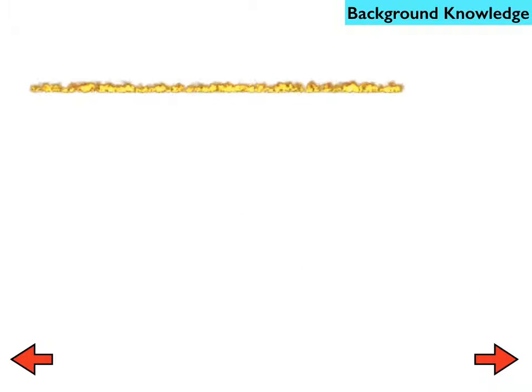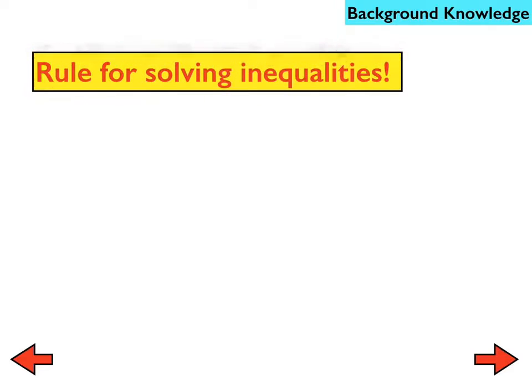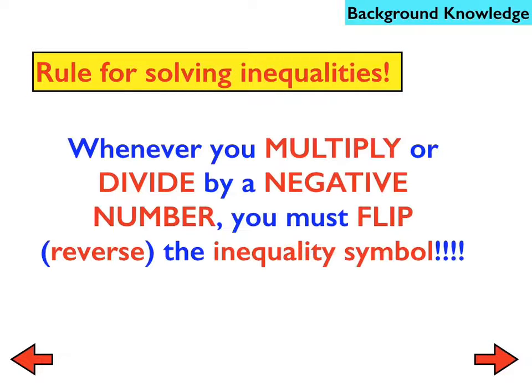So that conclusion that we drew in the past, we're going to remind ourselves again, is this. Whenever you multiply or divide by a negative number, you have to flip or reverse that inequality symbol. Go ahead and fill in the blanks on your notes, please. Whenever you multiply or divide by a negative number, you must flip that symbol.